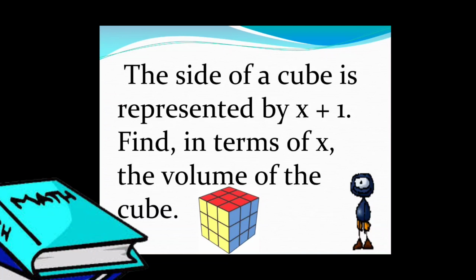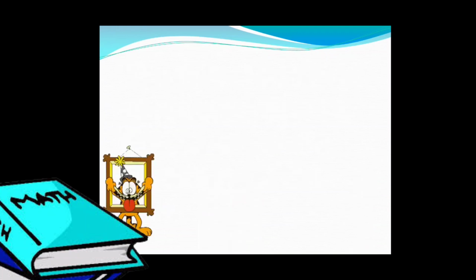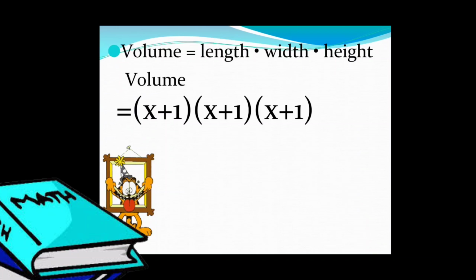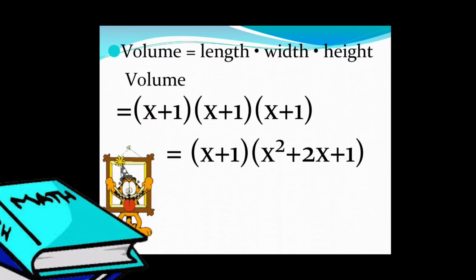Another problem, the side of a cube is represented by x plus 1. Find, in terms of x, the volume of the cube. So the formula in getting the volume is length times width times height. And we can find it by multiplying the side 3 times. So x plus 1 multiplied by itself 3 times. If we simplify the two expressions first, so x plus 1 multiplied by x plus 1, the answer is x squared plus 2x plus 1. And then multiply by another x plus 1, the answer is x cubed plus 3x squared plus 3x plus 1 cubic units.